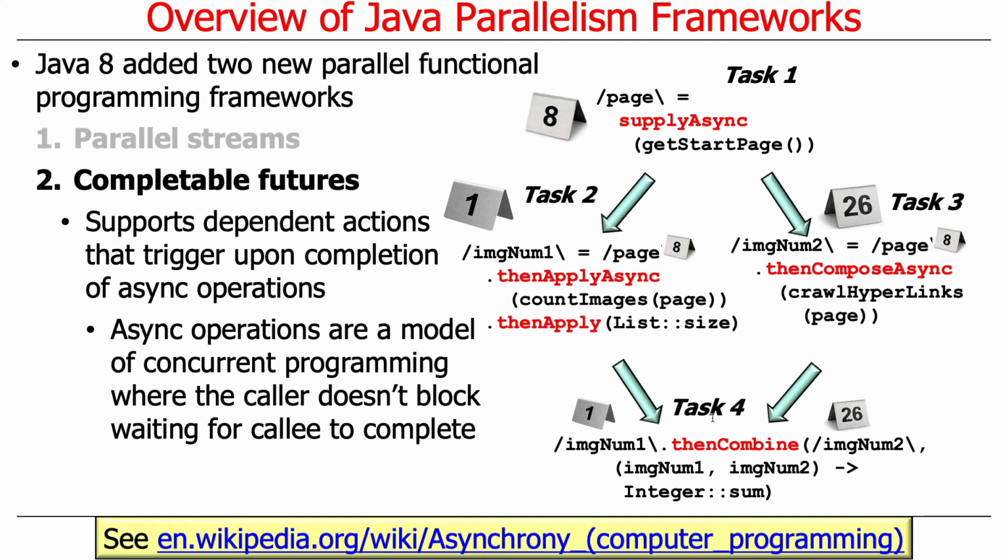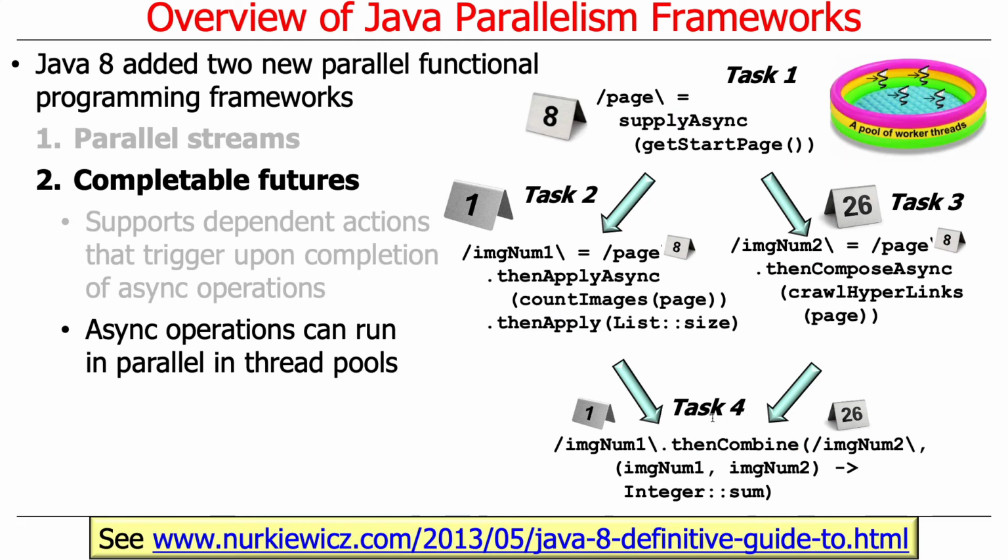So things are running in the background, and then when these dependent actions finish, they will trigger other dependent actions. So when the computation is finished, when the asynchronous operations finish, dependent actions are triggered as a result. These asynchronous operations can run in parallel and in thread pools.